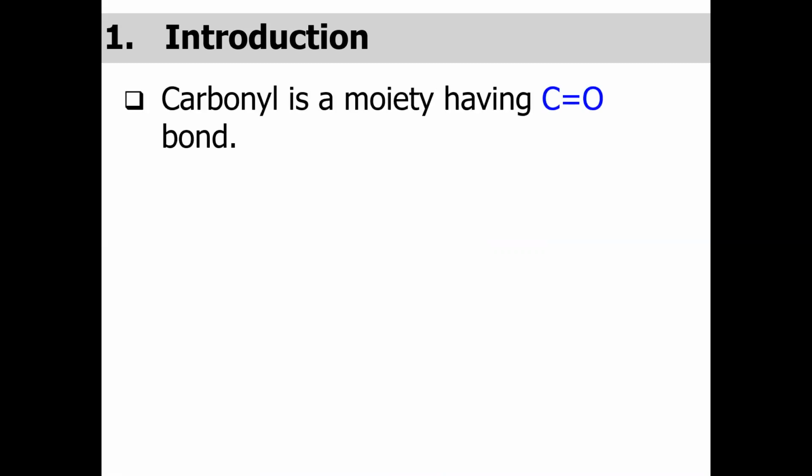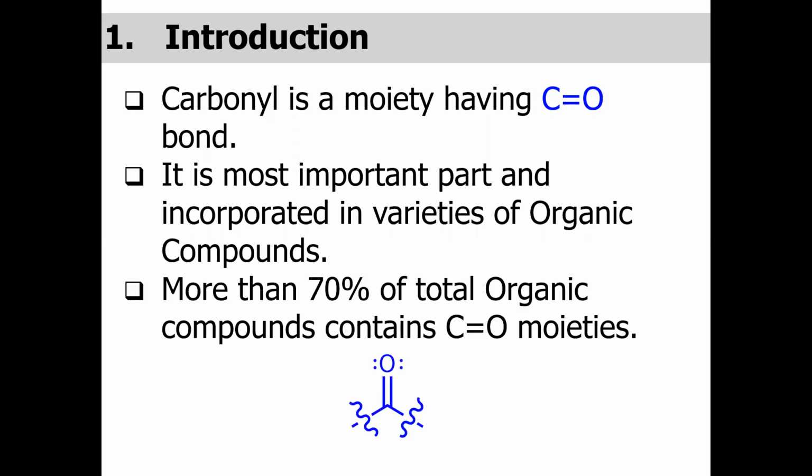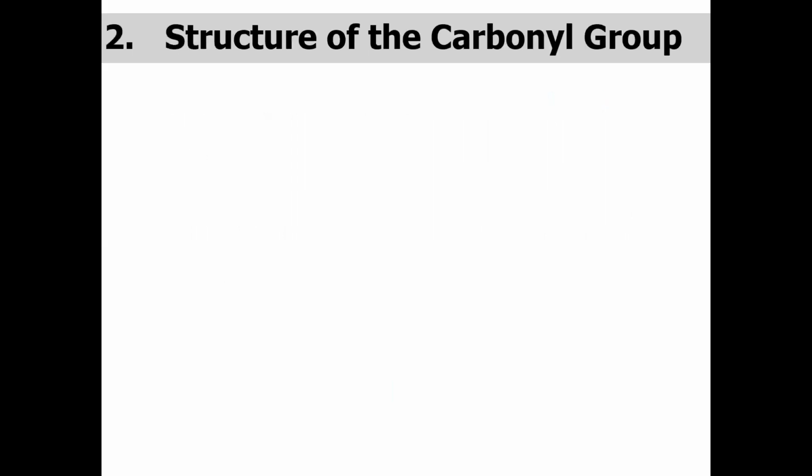Carbonyl is a moiety having a carbon-oxygen double bond, and it is the most important part, incorporated in a variety of organic compounds. More than 70% of all organic compounds contain carbonyl moieties. Let us see the structure of very famous carbonyl compounds. This is the first structure of the carbonyl compound.